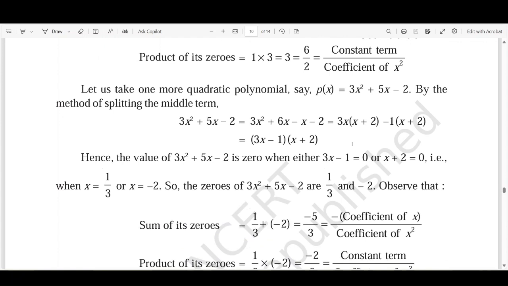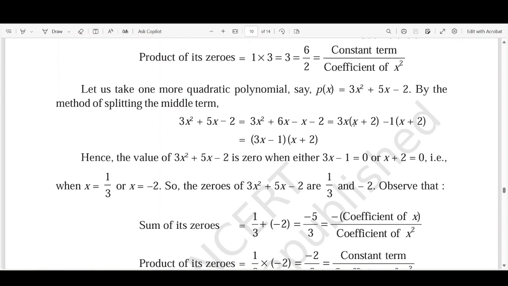So here they have considered one more example by considering a quadratic polynomial 3x square plus 5x minus 2. Now they have determined the factors for the quadratic polynomial by using the method of splitting the middle term.